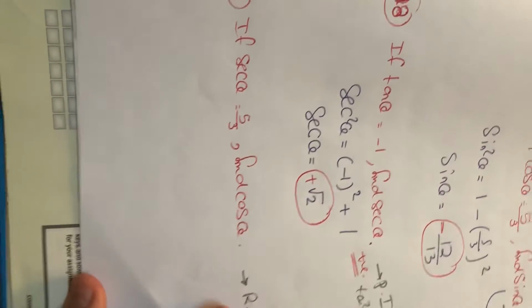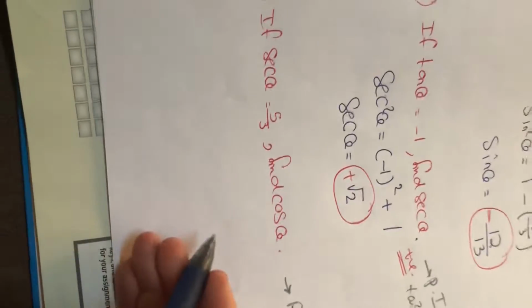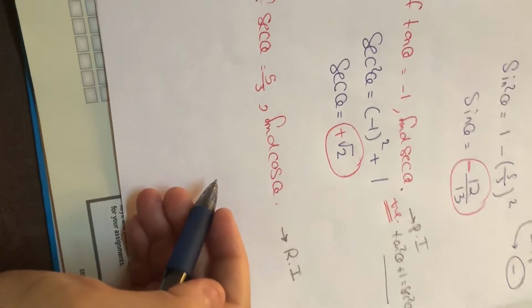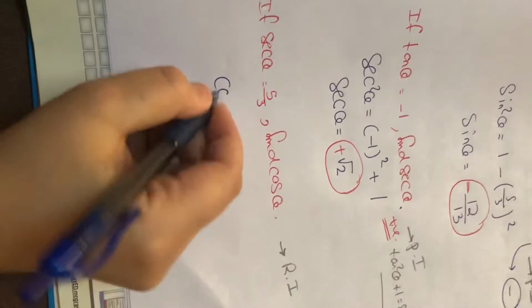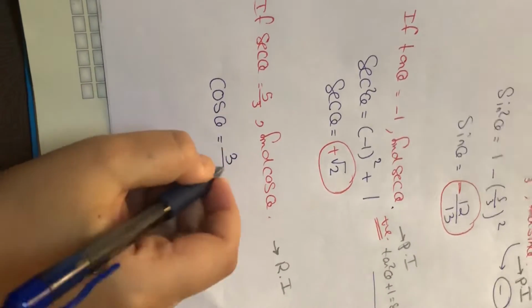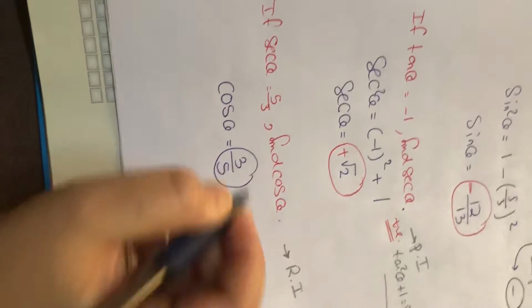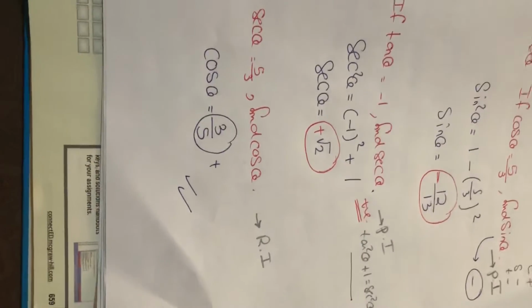I hope you are understanding. I wish we were in class. Anyways, now sec and cosine, there's a reciprocal identity directly. Cosine theta is equal to 3 over 5, and it is positive. There's no problem because we are in quadrant 4.